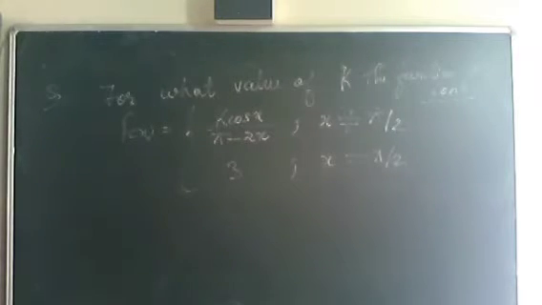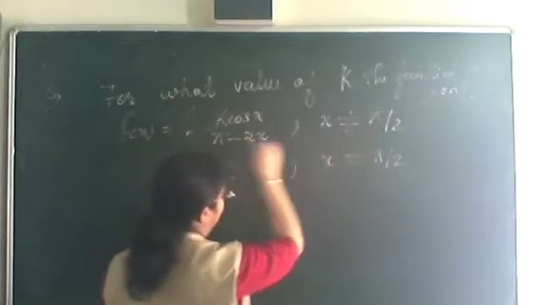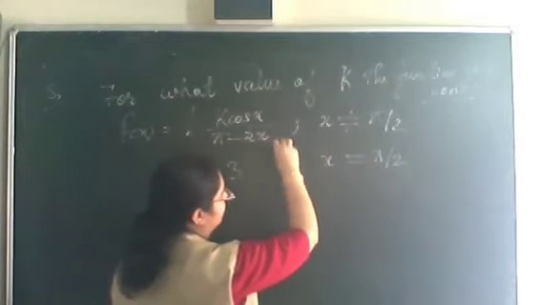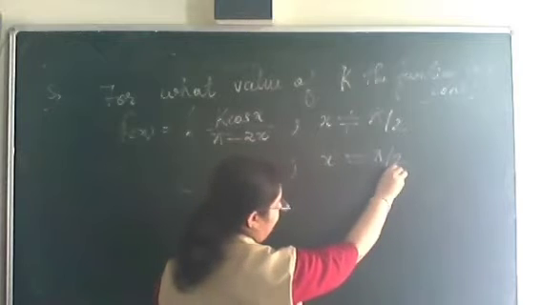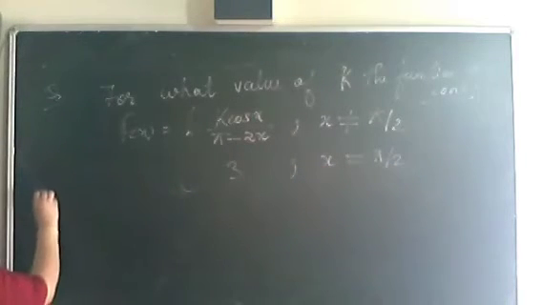The function is changing where? The function is changing at pi by 2. When less than pi by 2, we are having this only. When greater than pi by 2, we are having this only. But at x is equal to pi by 2, the value of the function is 3. So again, how will we solve it?